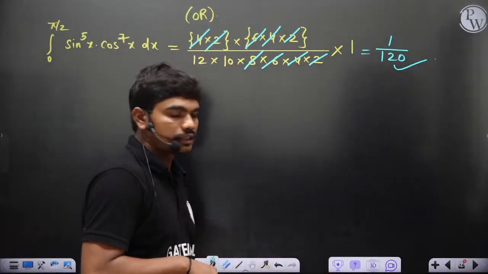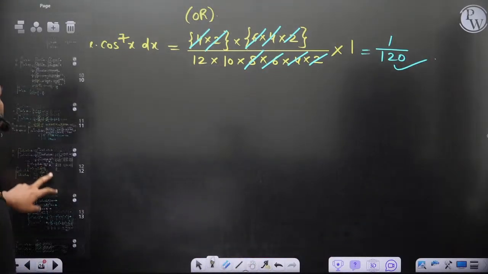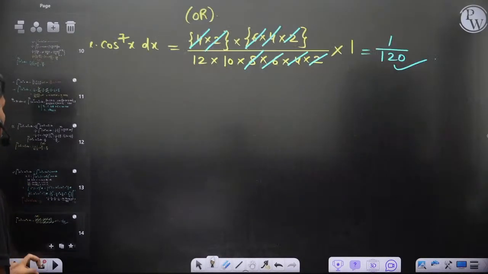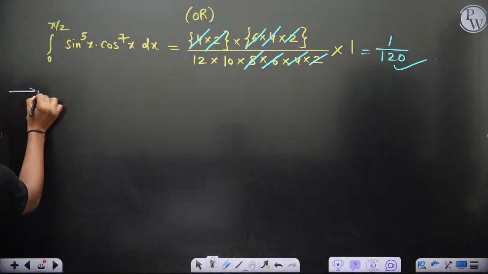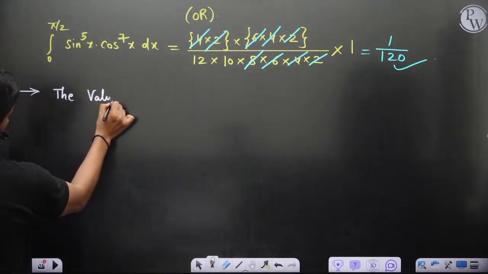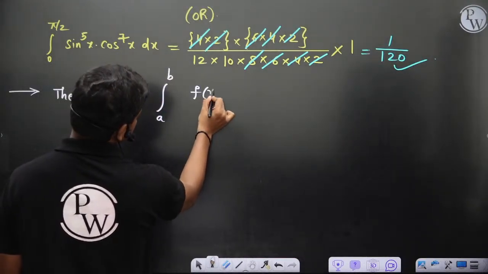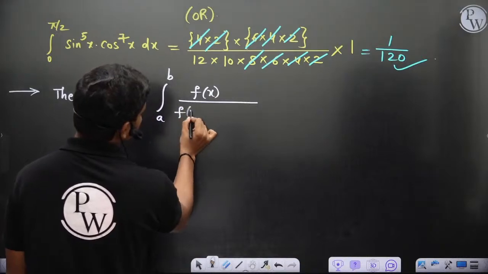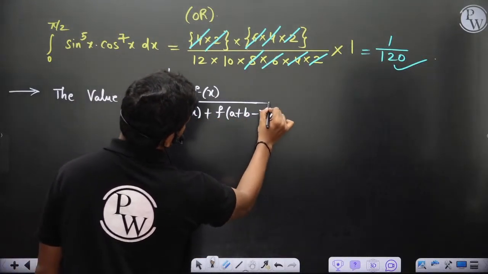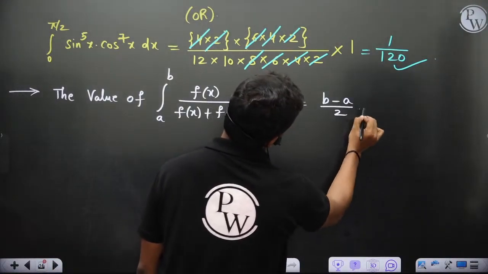Now one more property which I would like to give you. These are the basic important properties that you keep leveling up in general, these 5, 6, 7 properties whatever I have given you. Now the next one is a result basically, rather than a property: the value of the integral from a to b of f of x divided by f of x plus f of a plus b minus x dx is actually b minus a by 2.